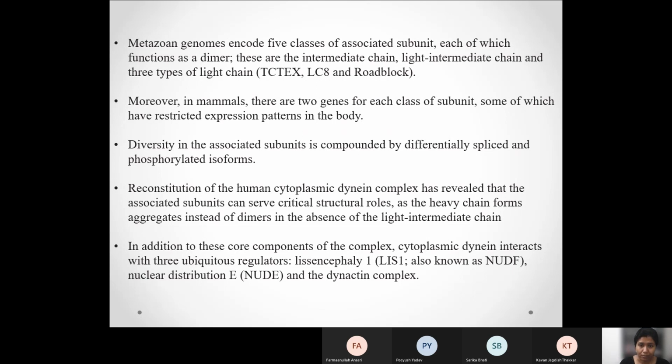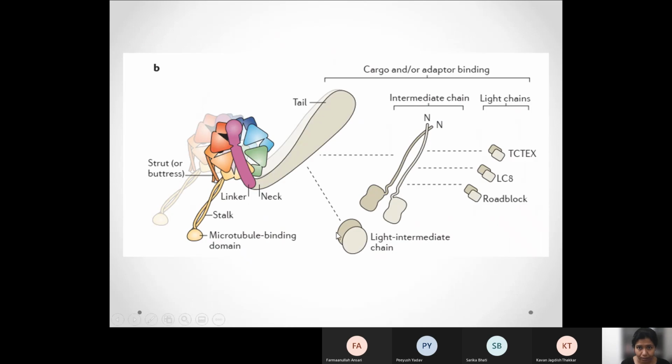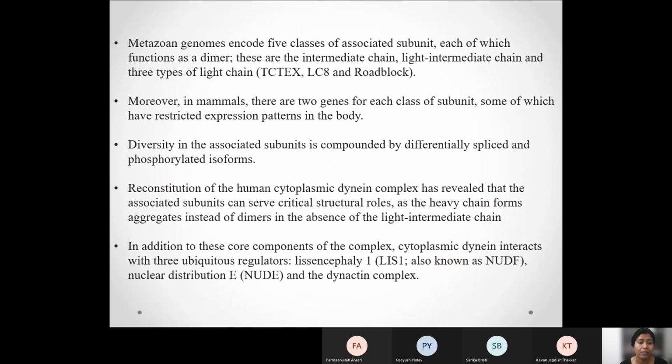Apart from all of these cargo or adaptor proteins that we have talked about, there are other proteins it can associate with. For example, here there are names of 3 associated proteins, of which I think the dynactin complex is at least one which you must have heard about, because dynactin itself is a multi-subunit complex. It's not made up of one protein but multiple proteins, and together with the light chains, intermediate chains, and all these associated dynactins, etc., the functioning of dynein and the cargoes it carries are selected.